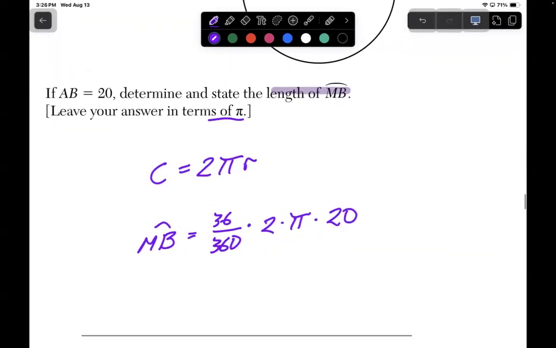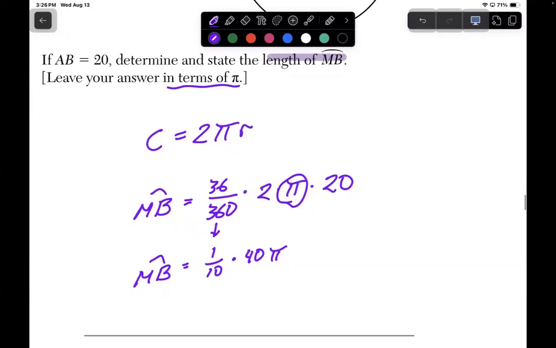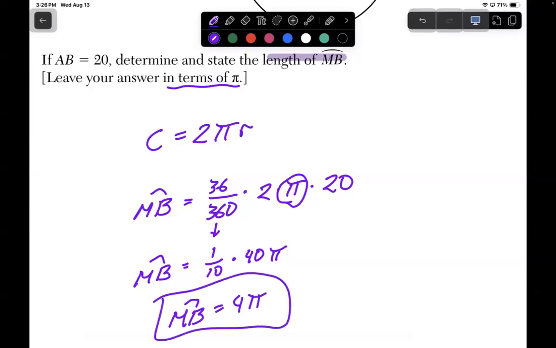We just need to leave it in terms of pi, so we don't need to actually multiply by pi. We just need to simplify all this stuff. We can plug it into our calculator, but I'm just going to go ahead and simplify it. So 36 over 360 is 1 over 10. And then 2 times 20 is 40. And then 40 divided by 10 is 4. There you go. There's your answer. 4 pi.